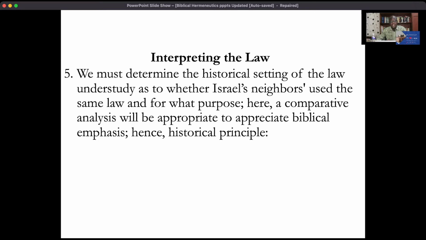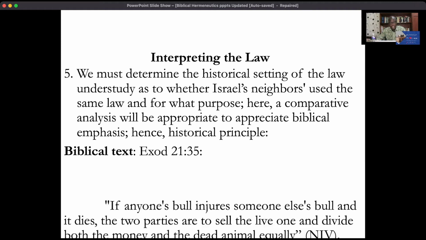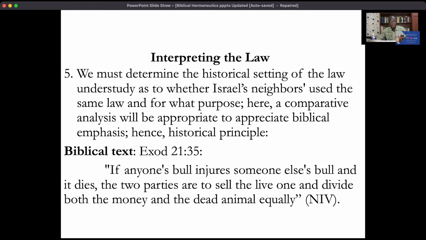We must determine the historical setting of the law under study, as to whether Israel's neighbors used the same law and for what purpose. Here, a comparative analysis will be appropriate to appreciate the biblical emphasis and its historical principle. So the historical principle adopted here is that we must know if the neighbors of Israel had the same law and for what purpose. So let's look at Exodus chapter 21, verse 35. It reads, "If anyone's bull injures someone else's bull and it dies, the two parties are to sell the live one and divide both the money and the dead animal equally." So that's what you have in scripture.